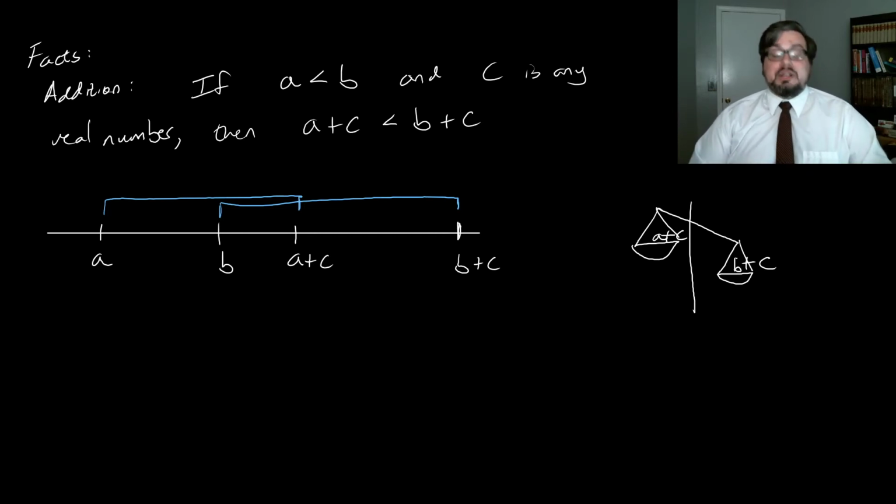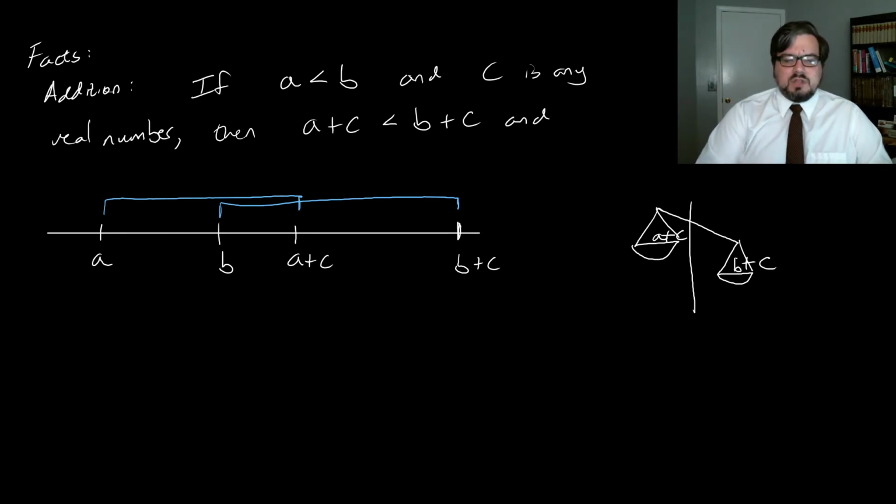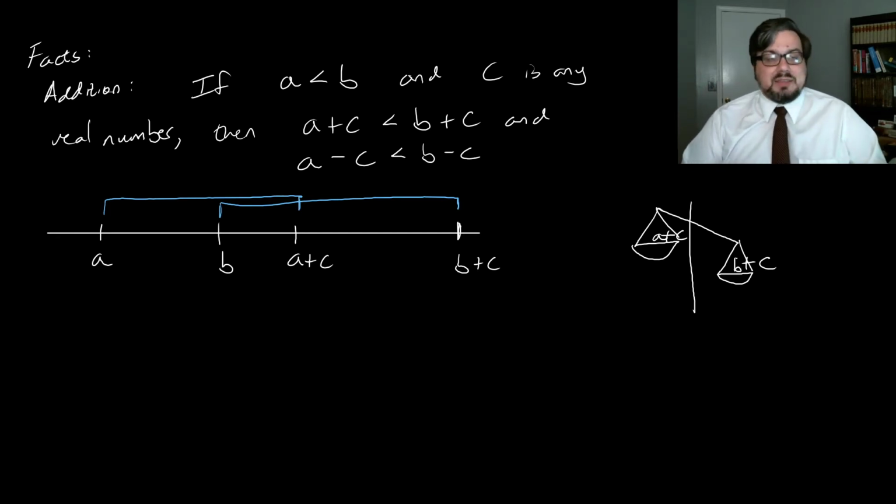So this handles addition, and it of course also handles subtraction, because subtracting a number is the same as adding the negative. So we can in fact say that A plus or minus C is less than B plus or minus C. Actually, let me make that slightly more precise. We have that A plus C is less than B plus C, and we have that A minus C is less than B minus C. We can add or subtract anything we like to both sides of an inequality, and the inequality remains true.